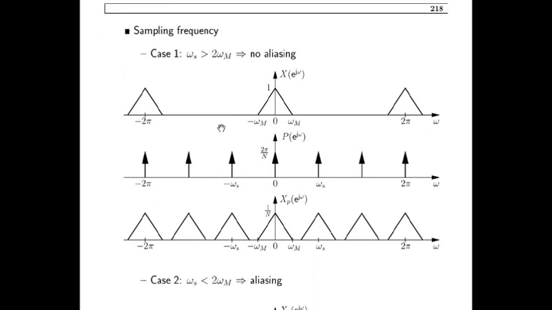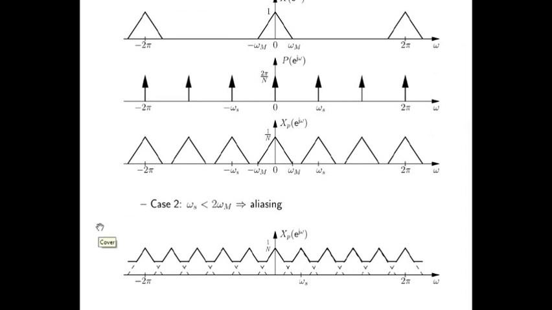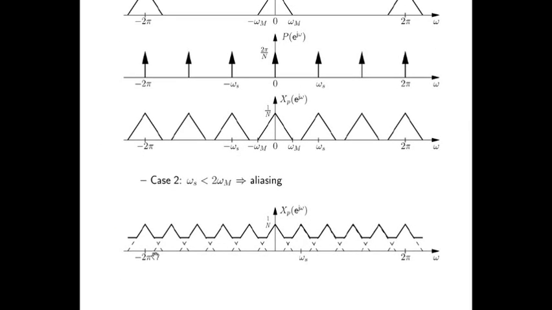So case 1 for discrete time sampling is where omega_s is greater than 2 omega_m, where no aliasing occurs. This was our original signal in the frequency domain, and this is our impulse train in the frequency domain, and when I multiply these two, I get a periodic sampled signal. If I pass it through a low pass filter, then I get my original signal. Case 2 is aliasing, where omega_s is less than 2 omega_m, and the curve will look like this because of overlapping.